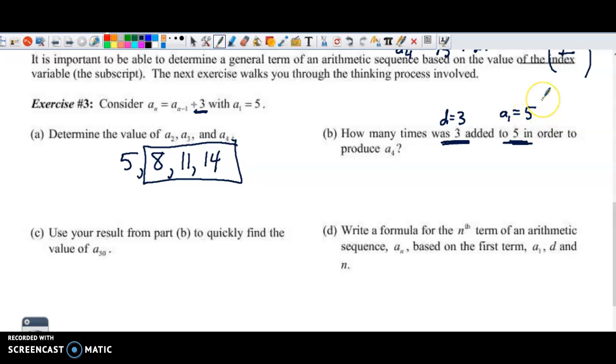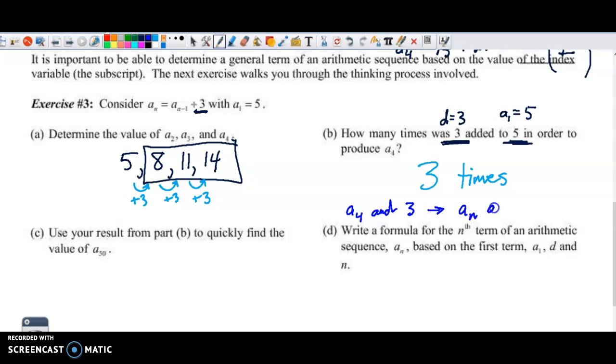A sub 1 is 5. In order to figure out the fourth term, if I go back to this, 3 was added once, twice, 3 times to figure out the fourth term. So that's our answer. It was 3 added 3 times. And what's the pattern between a sub 4 and 3? Well, the pattern is that it's a sub n and the 3 is 1 less than that. And I could ask you that for any problem.